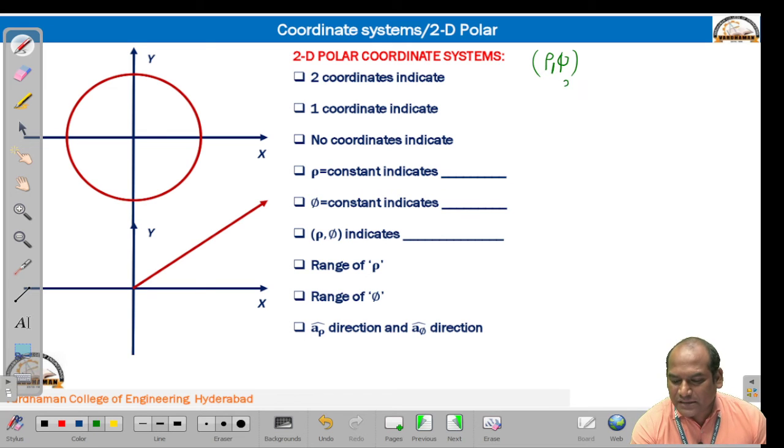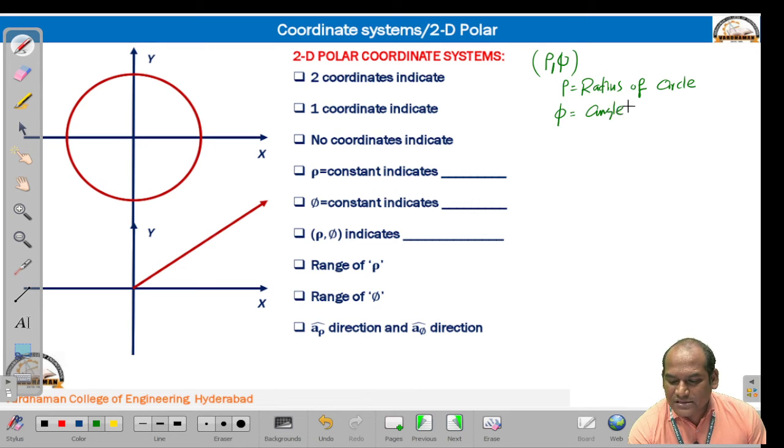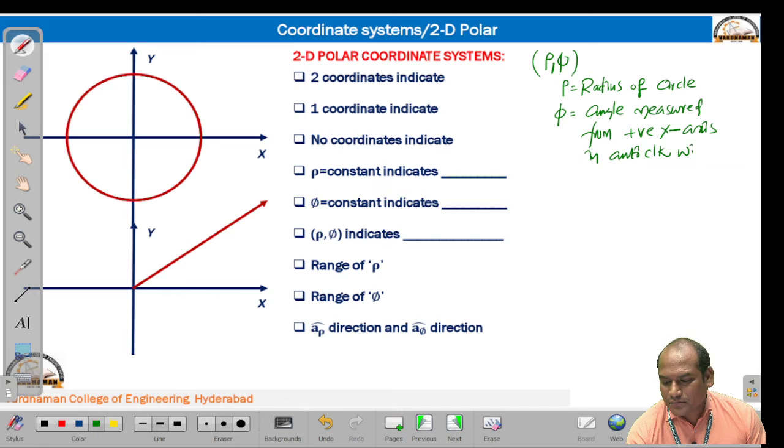The definition of rho is actually the radius of the circle. What is phi? Phi is the angle measured from the positive x axis in the anti-clockwise direction. Every point is important, every word is important here. Rho is nothing but the radius of the circle.